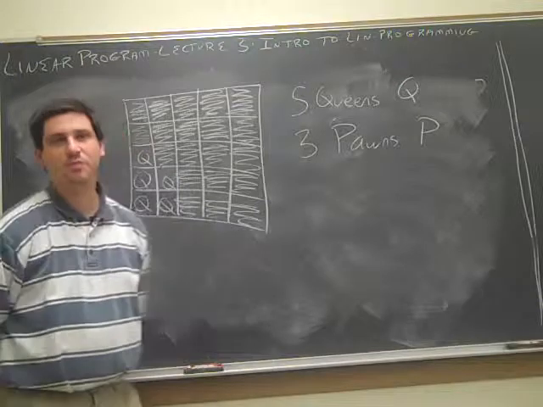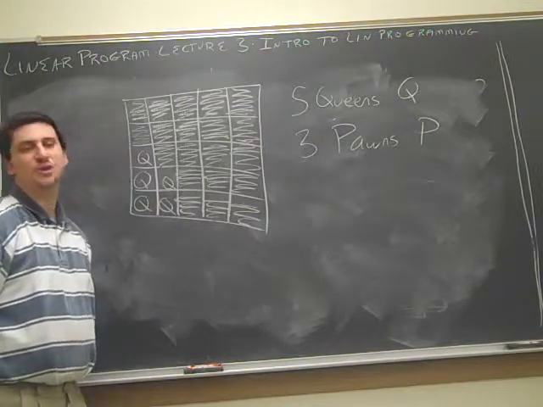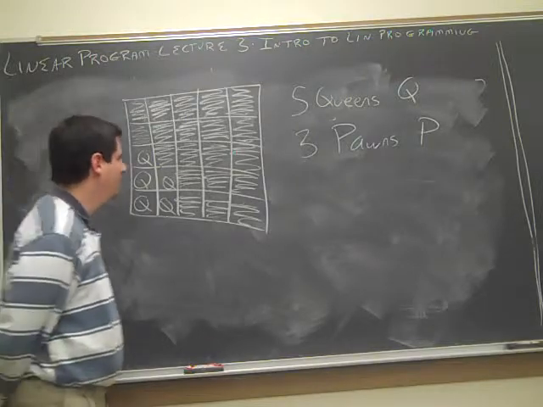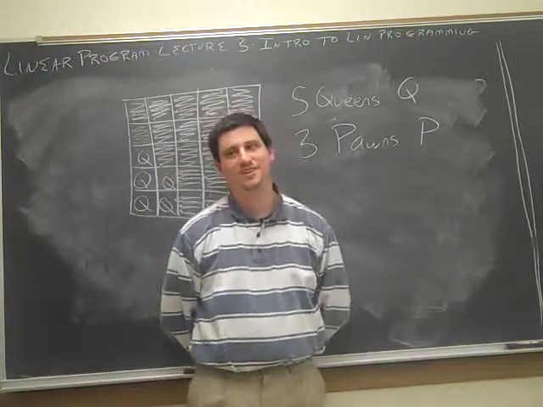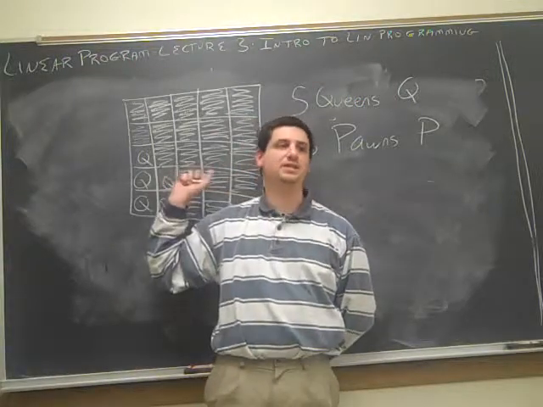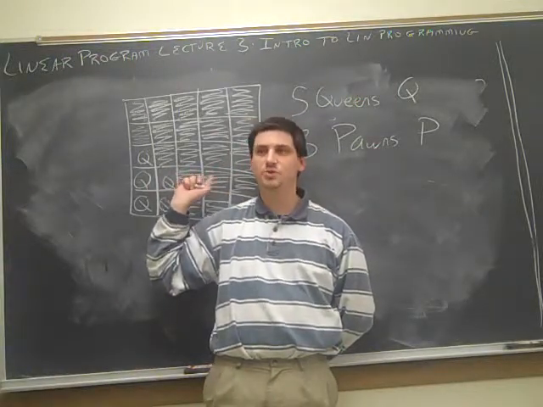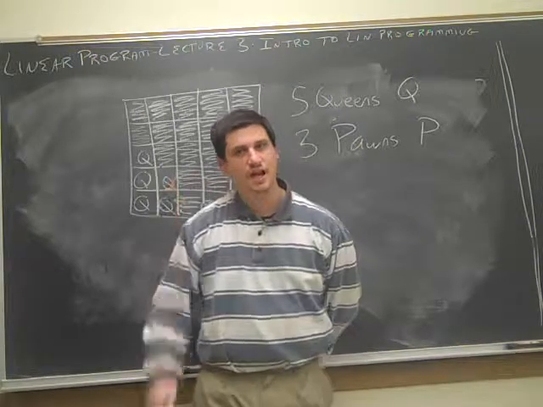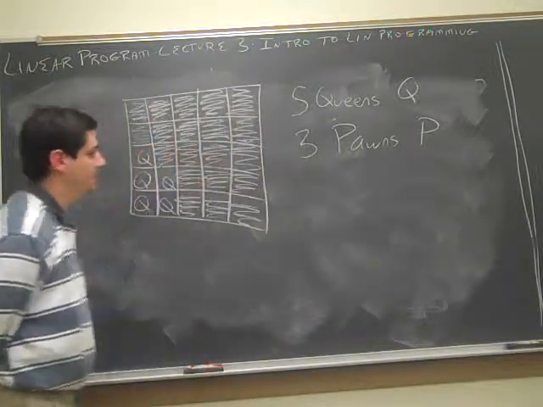If you haven't figured it out by now, I really do not care how to place 5 queens on a board so that 3 pawns are safe. I really don't care. The mathematics behind this, the vantage point, is actually one of the most important ideas in linear programming. And so we'll talk about the solution of this later.